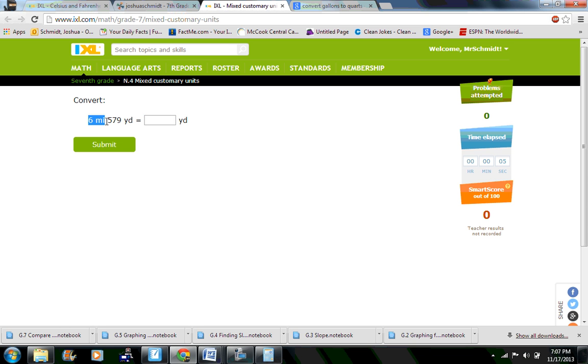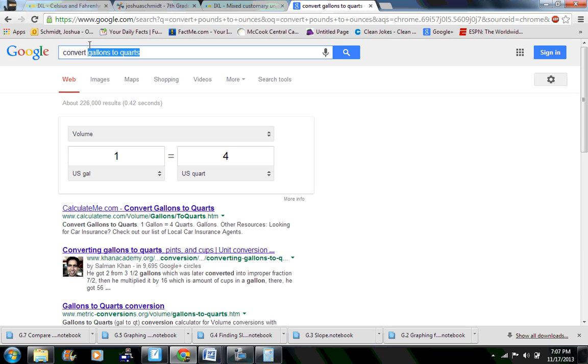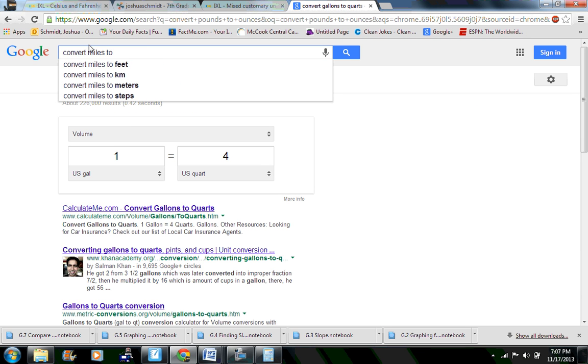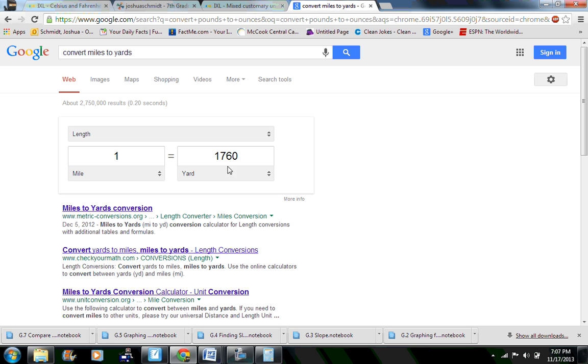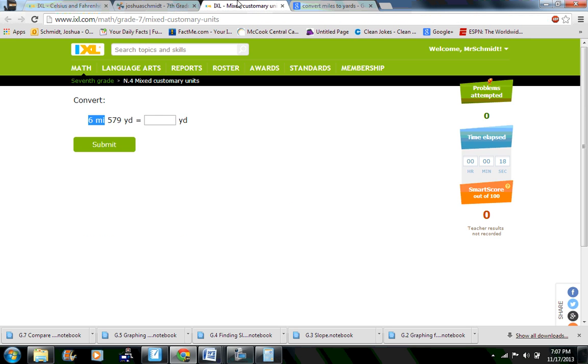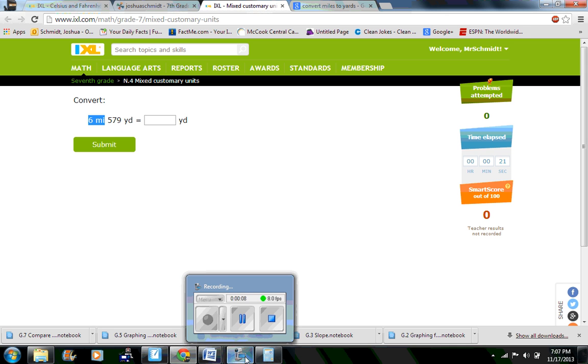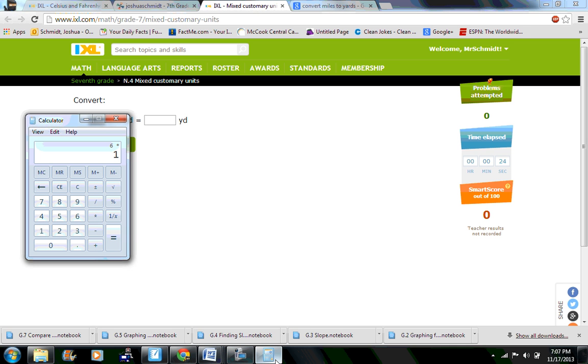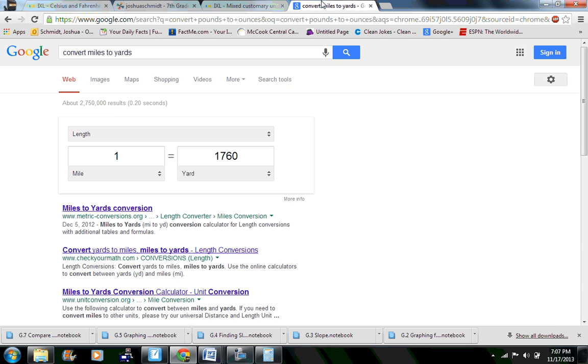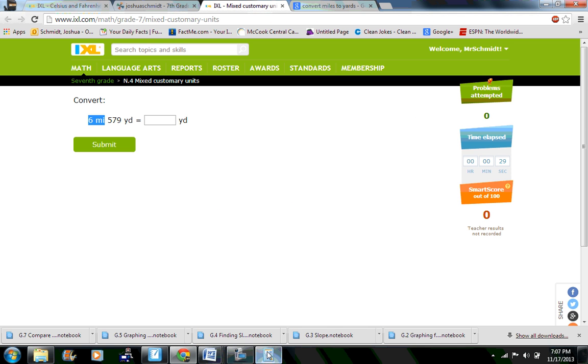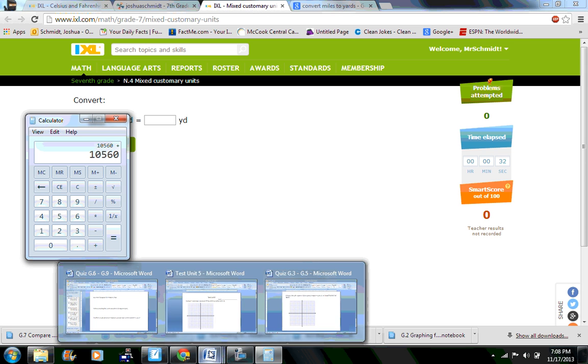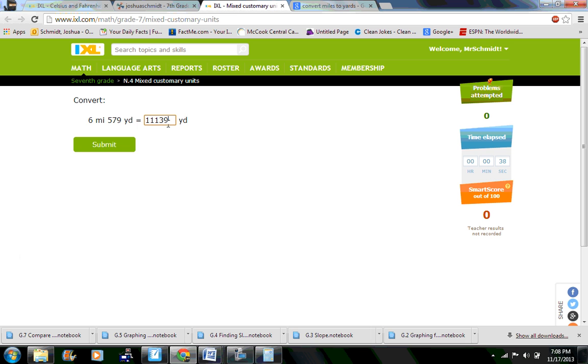So here, same idea as what we've been doing. This is going to be my last example because I feel like you're probably getting bored by this time, if you're not always bored. So convert miles to yards, 1,760. So 6 miles, well, I need to make a bigger number. So I go 6 times 1,760. I think that was right. Yep. And I have to add 579, which gives me 11,139. There we go. So this means cups, by the way, if you're looking.